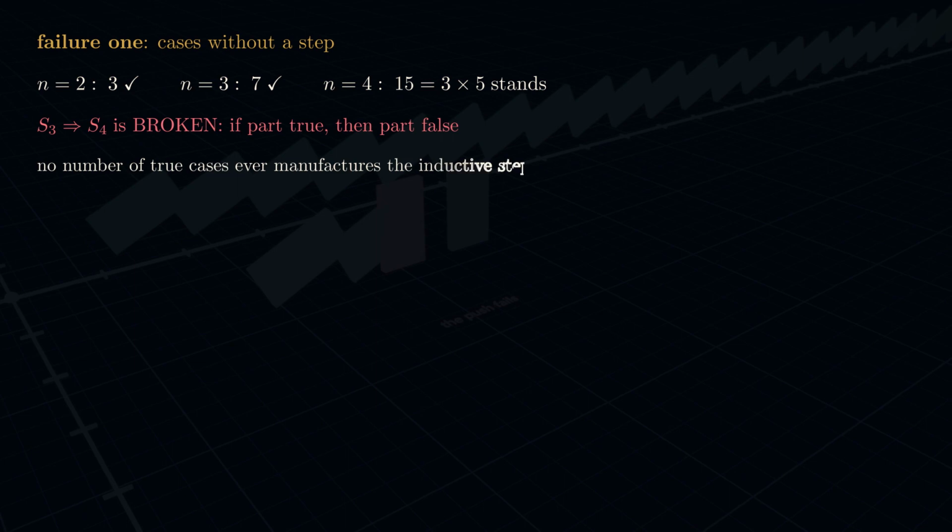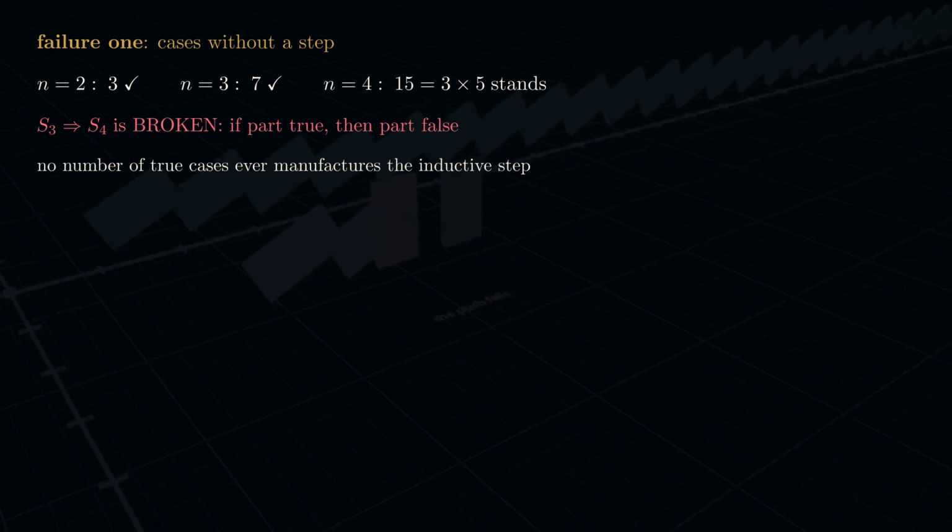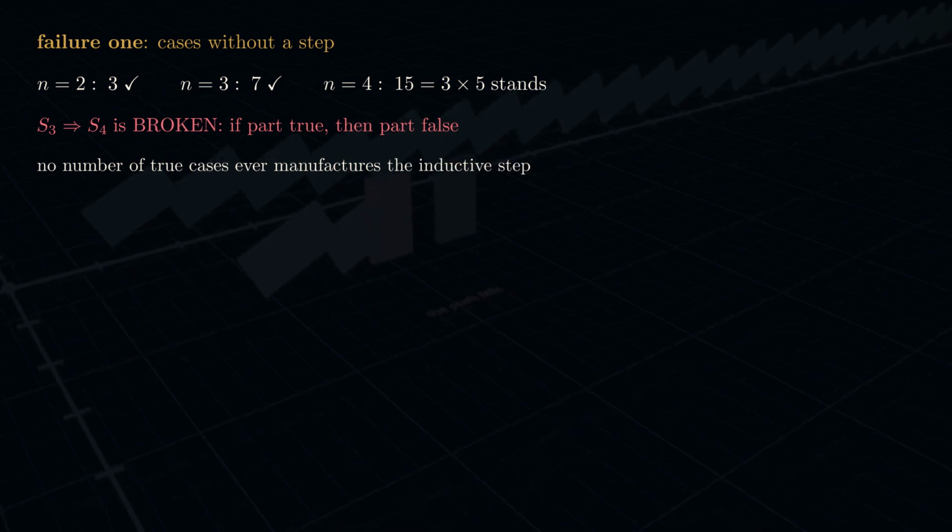The if part is true, and the then part is false. No inductive step can be proved here, because at k equals 3, the push fails. No number of true cases ever manufactures the inductive step. You must prove the push for an arbitrary k, and if you cannot, you have nothing.